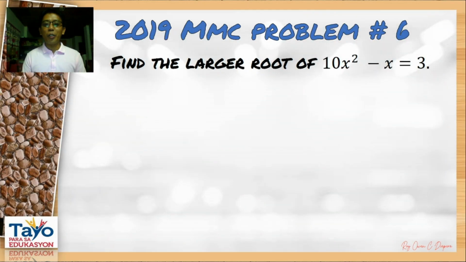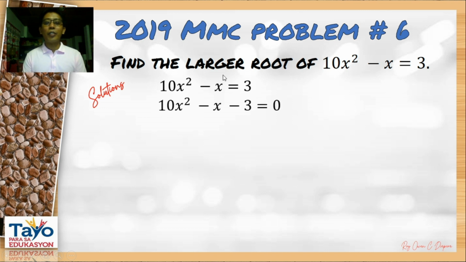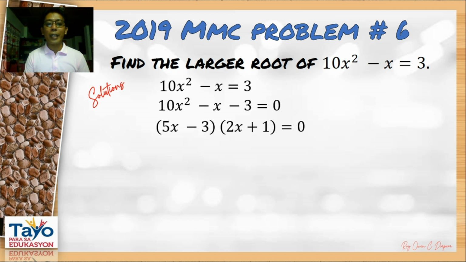We are now ready to solve problem number 6. Of course, 10x squared minus x is equal to 3. This is not yet in the standard form, so we transpose positive 3 to the other side, that becomes negative 3. So after this, we are now ready to factor this given trinomial using the diamond and box method. Of course, that will give you the factors 5x minus 3, 2x plus 1 is equal to 0. After this, we equate the two factors to 0. So 5x minus 3 equals 0, and the other side is 2x plus 1 is equal to 0.